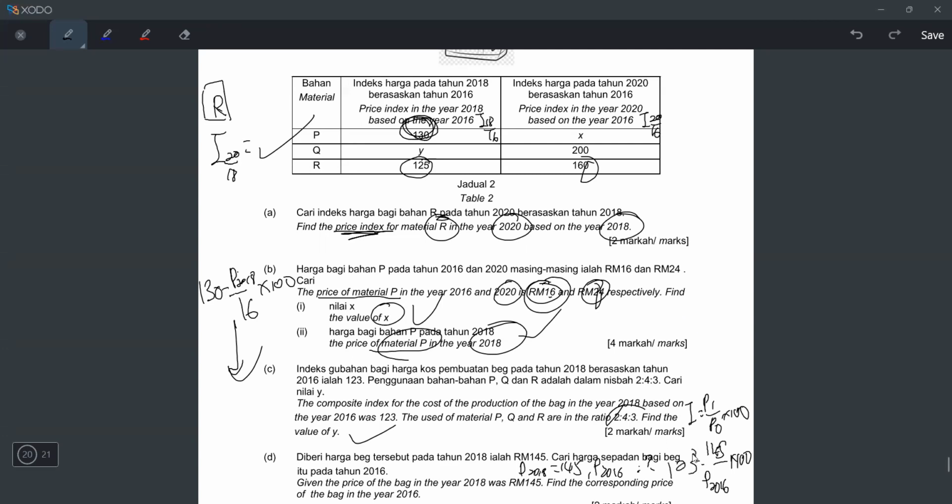The composite. Remember you read here. Look: the composite index for the cost of operating bag in the year 2018 based on 2016 is 123. So you can just put 123 here and then calculate, and get the answer already. We cannot take the 130 or 125 or any of these, because this one is the I for 2018 based on 2016, but the question never mentioned P, Q or R. They say price of bag, which means the average. And the average for 2018 based on 2016 is 123. That's why you must use 123.